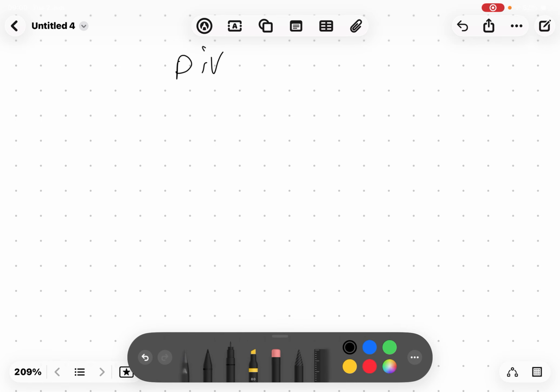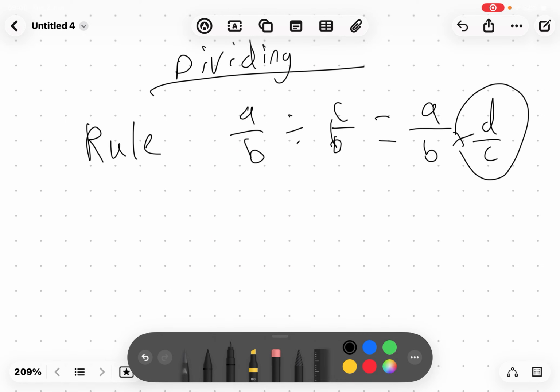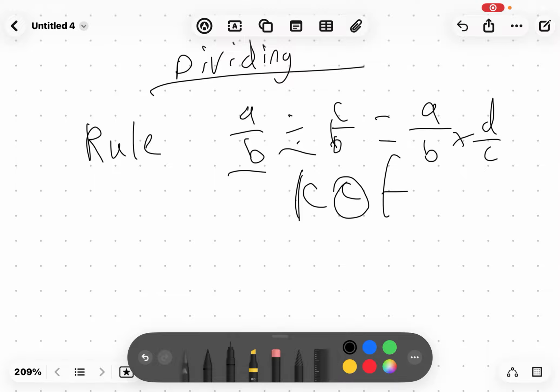Now let's talk about dividing them. So the rule is a/b divided by c/d equals a/b times d/c, and you switch their places, flip. So it's basically keep, change, as you can see we changed it, and then flip. Keep, change, flip. Kind of like KFC, but not KFC. And then you just multiply them, the same way.